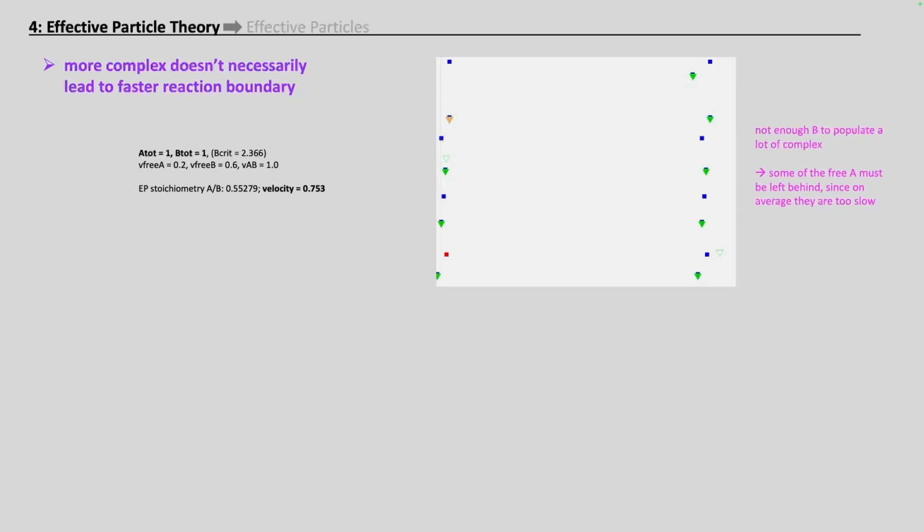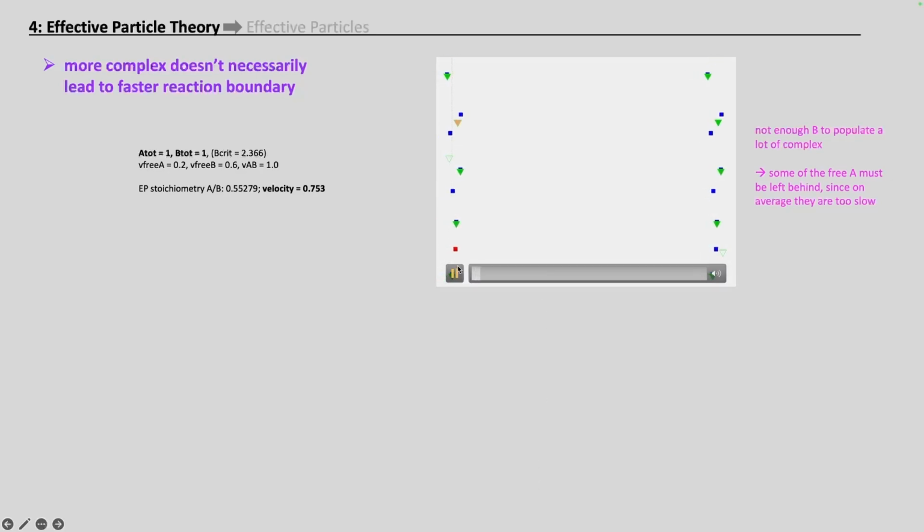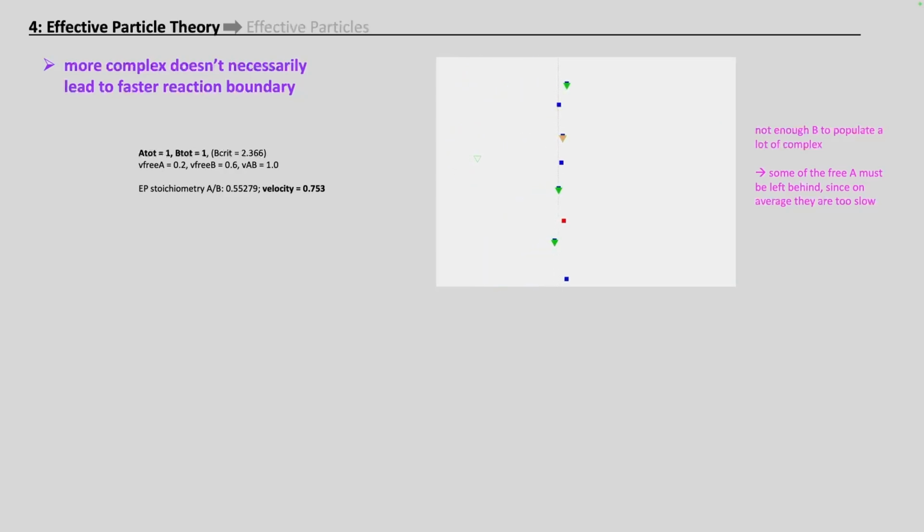For example, we observed previously that forming more complex doesn't necessarily lead to a faster reaction boundary. To visualize this, let's repeat the same simulation but with fewer squares. If we have equimolar triangles and squares, then some of the slow triangles have sadly to be left out of the reaction boundary dance because they would drag down the average too much. After all, the average for the squares cannot be less than the velocity of the free squares. That's the lower limit. And therefore the triangles partition into those that contribute to the effective particle and those that create the undisturbed boundary.